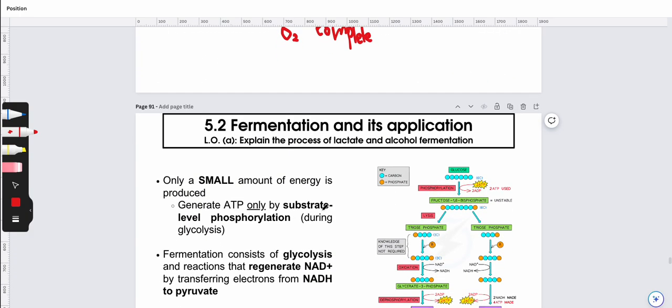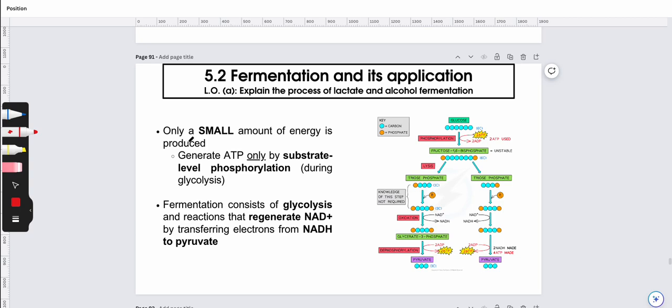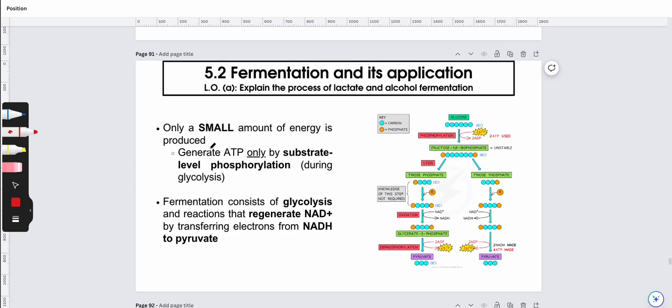All right, so let's take a look at fermentation. You have to remember, just like glycolysis, it only produces a small amount of energy. It's not a lot, just very, very little. It only generates ATP by substrate level phosphorylation. Please remember, there are three ways to generate ATP. The first one is substrate level phosphorylation. The second one is oxidative phosphorylation. But remember, oxidative phosphorylation comes after Krebs cycle. It's taking me a long time to write this down. Oxidative phosphorylation only happens after Krebs cycle and needs oxygen. So that's why they say here, only by substrate level phosphorylation. And the third way to generate ATP is by using photophosphorylation, which is covered in chapter 6.